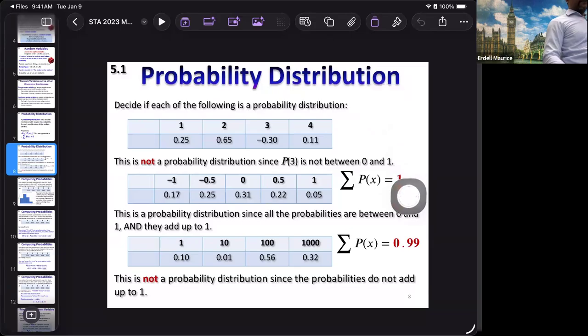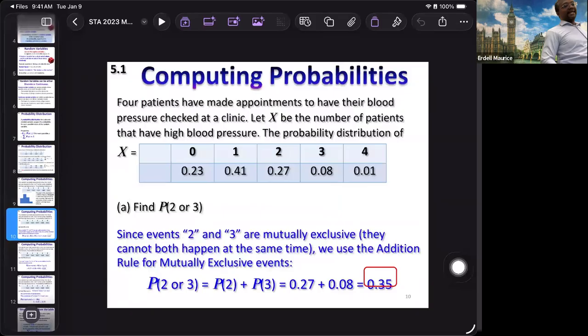The second thing right here is that for it to be a probability distribution, the sum of all the probabilities, i.e. when you add them all together, the answer must be 1. I.e., the probability distribution must be complete. It must take into account all possibilities. All right. Questions there? So to be a distribution, if you add up all the probabilities, if they're not one, then it is not a probability distribution.